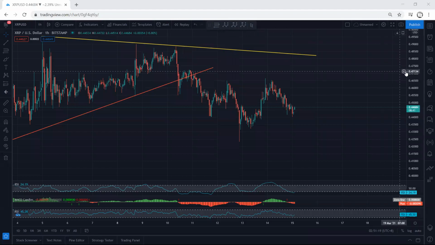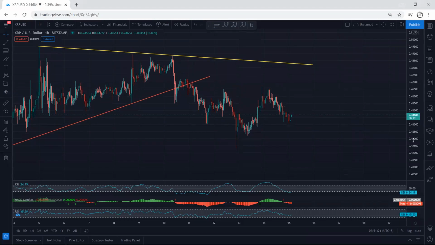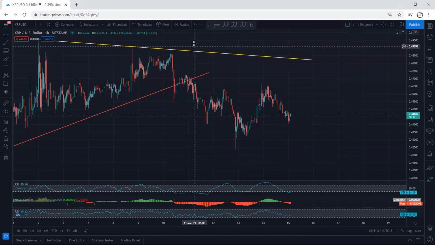XRP, we start with 1 hour chart. I want to give a quick update. First of all, if you refer to our analysis, when the price was here, there was not much change compared to our analysis in my last video. As we can see, the price dropped quite a bit deeper.